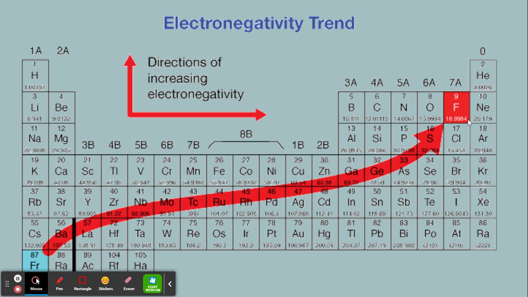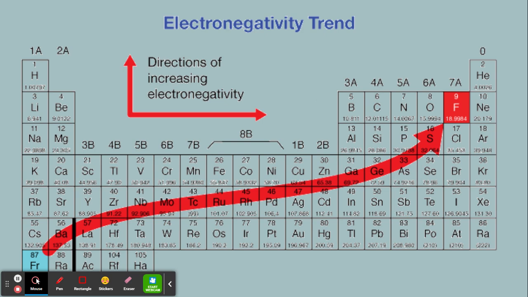Fluorine is the most electronegative element. It is the element with the greatest magnitude of electronegativity. This is because it is the element that is the most across a period, and it is the element that is the highest in its group. Thus, it has the greatest magnitude of electronegativity.